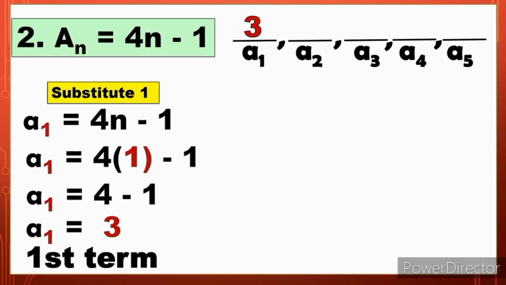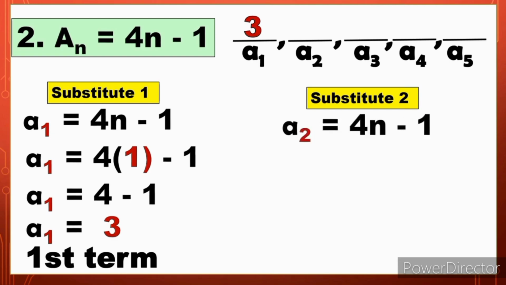And to find the second term, which is a sub 2, we substitute 2. So, we have now a sub 2 equals 4n minus 1. So, papalitan natin yung n ng 2. So, it becomes a sub 2 equals 4 times 2 minus 1. And then, simplify, 4 times 2 is 8.